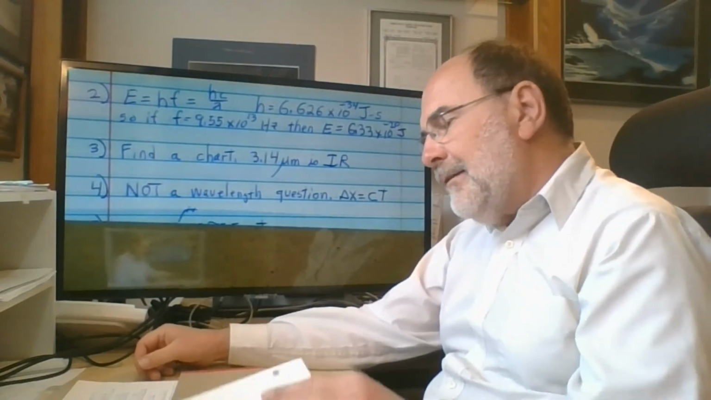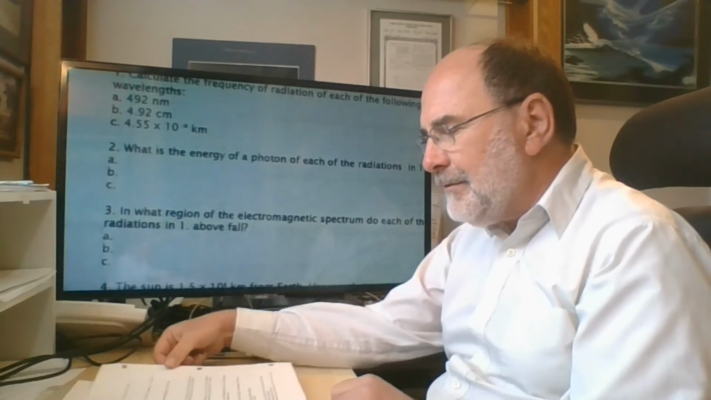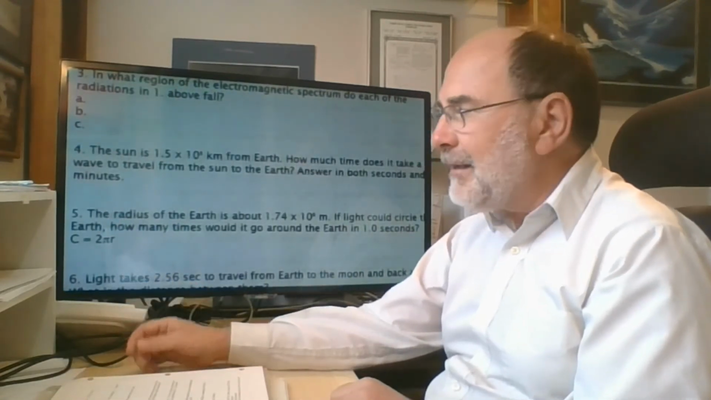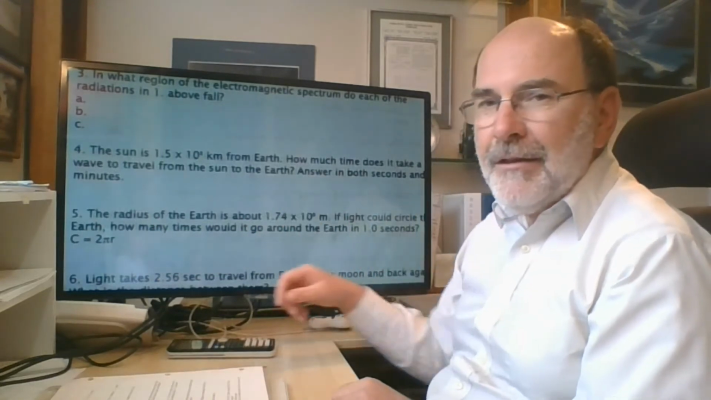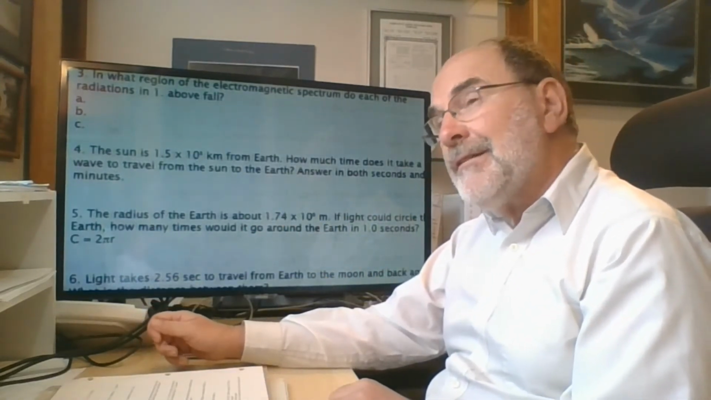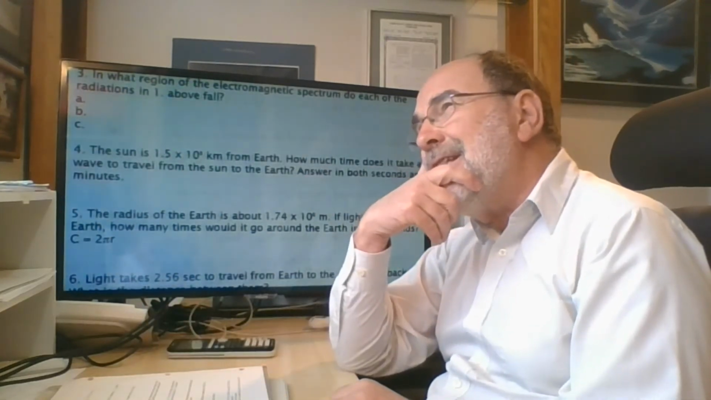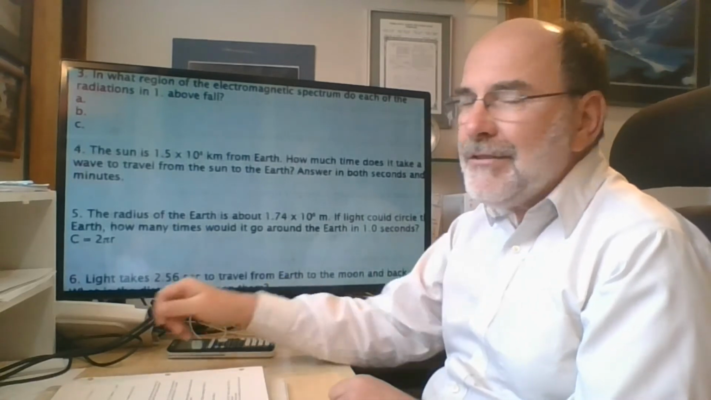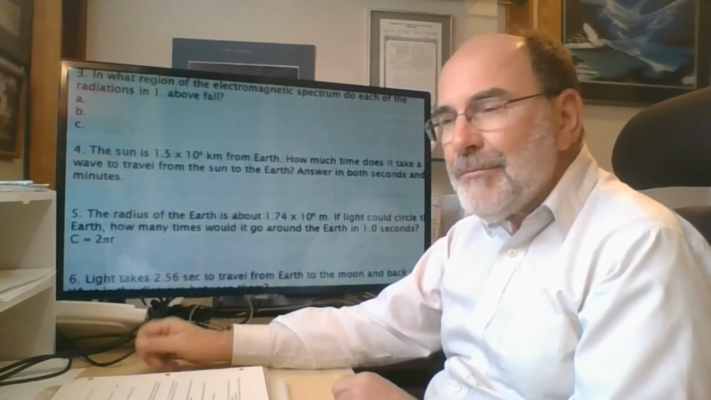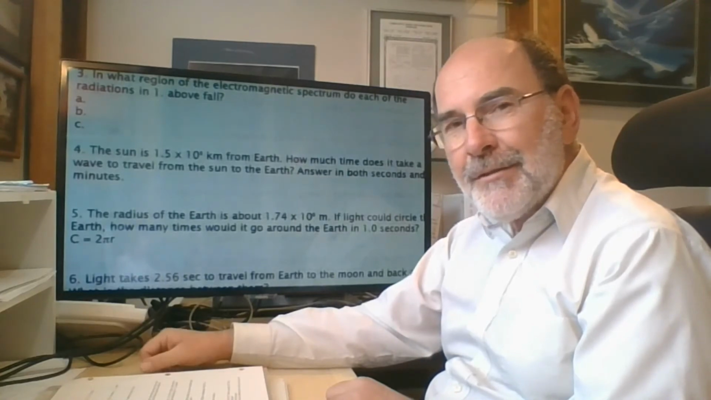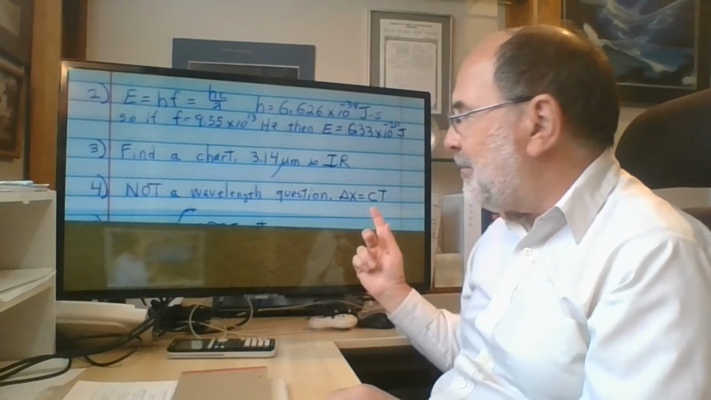Number 4, you guys screw up every year. It says the sun is so far from the earth. How much time does it take light to go from the sun to the earth? And so many of you say, oh, the speed of light is equal to wavelength times frequency, but what's the frequency? They gave me the wavelength as the distance from the earth to the sun, and that's totally wrong. This question has nothing to do with c equals lambda times frequency. It's an old-fashioned distance equals rate times time question.